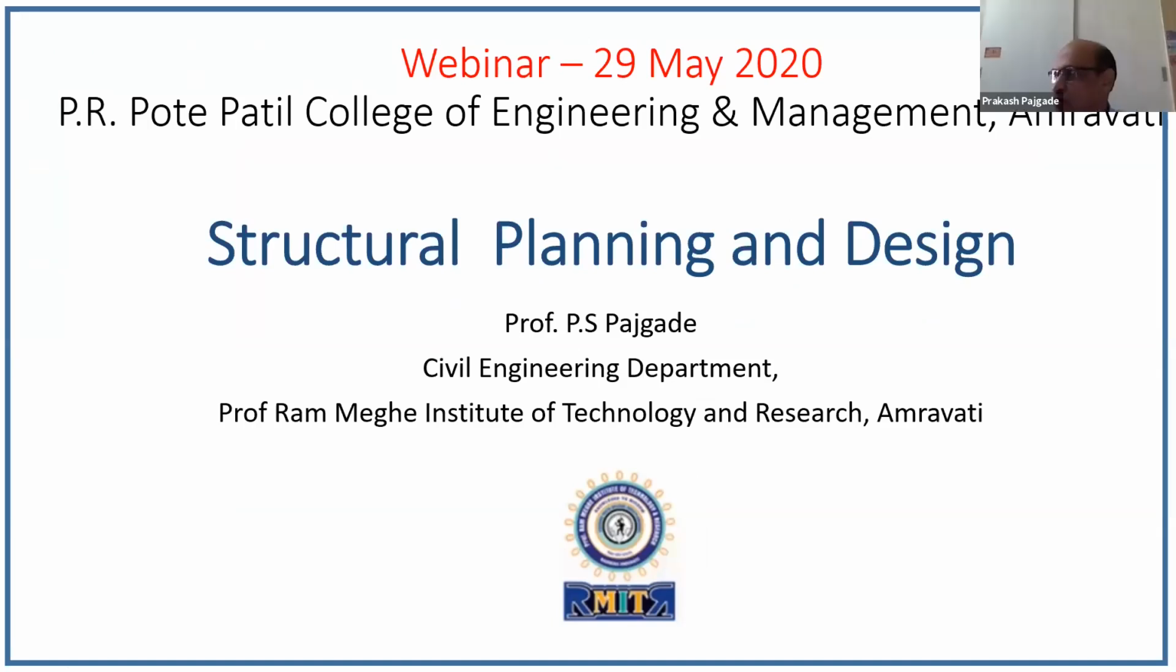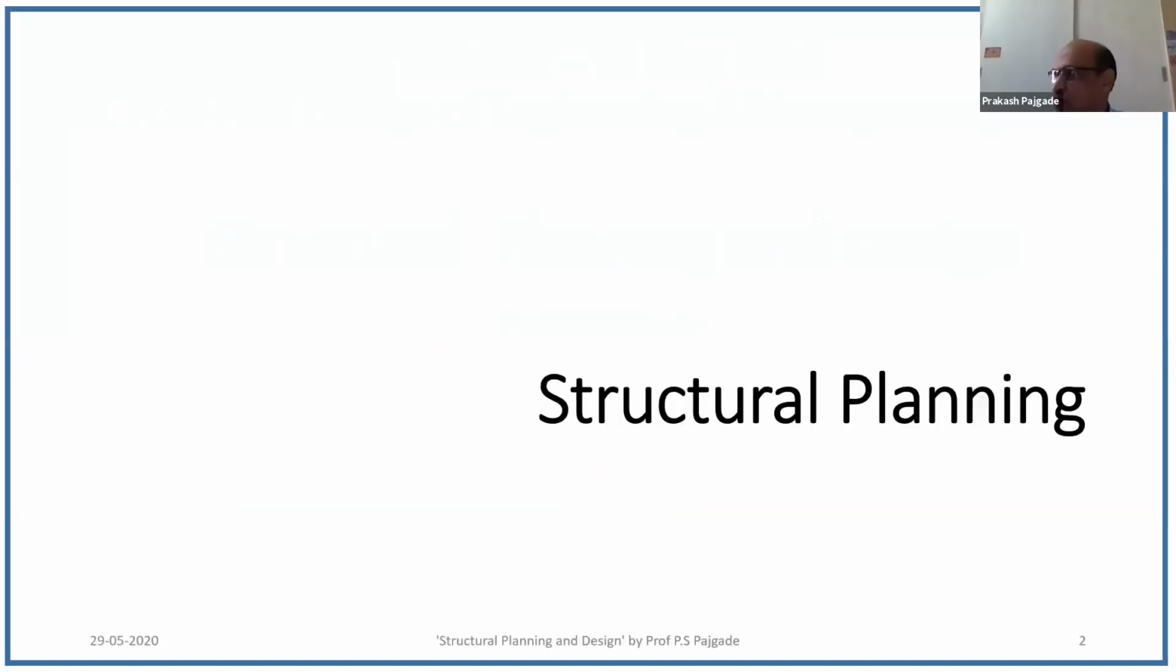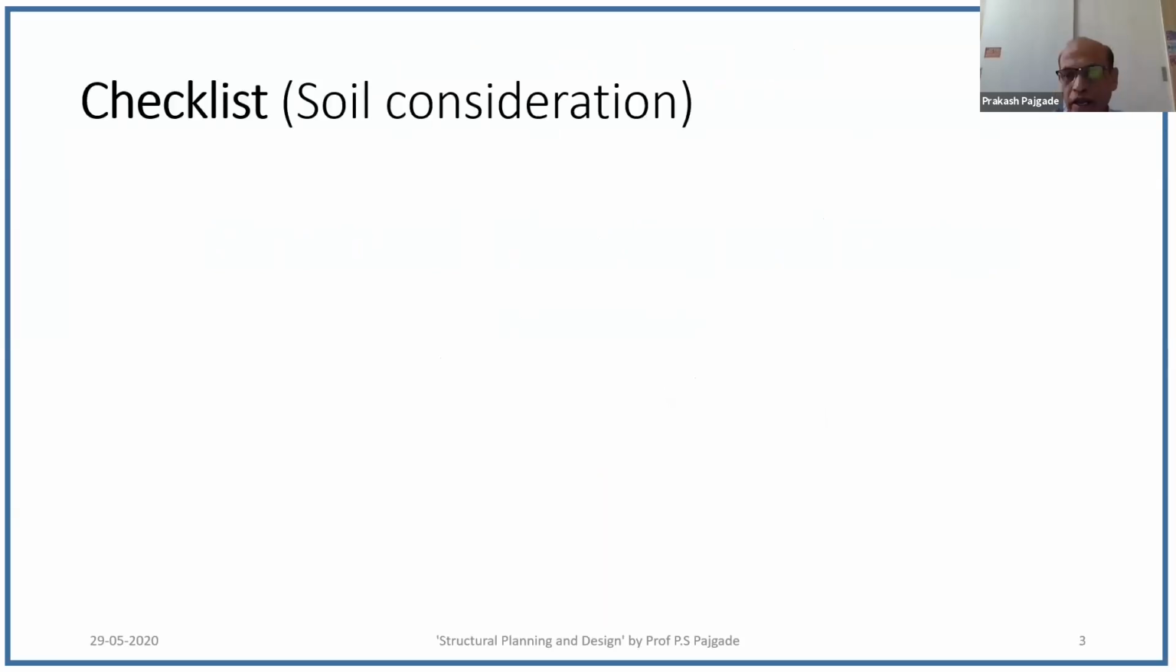Structural planning is a most important step. For me, first important thing is we must have information regarding the structures for which we are doing the design. There is a long checklist from which we will consider various aspects. The first aspect is regarding the soil consideration. Yesterday, Dr. Pusatkar has already explained you the things, so it is just a revision.